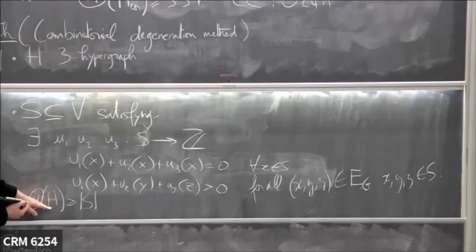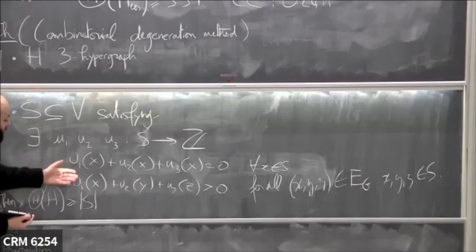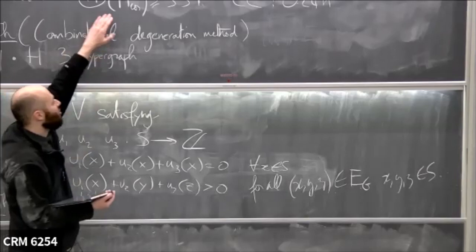So we took 3 tensor copies of the corner hypergraph, and we found such a set. Yes, you can check that. You can solve a linear program which finds you these U's. And yeah, so this tells you that this gives you this lower bound.